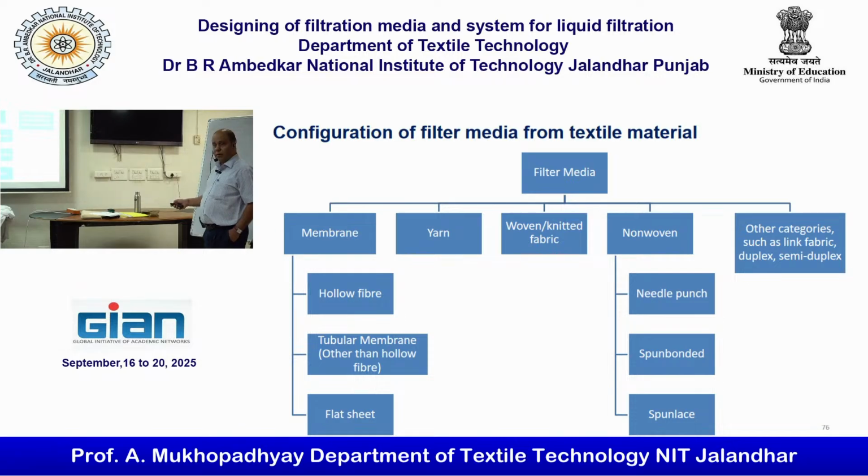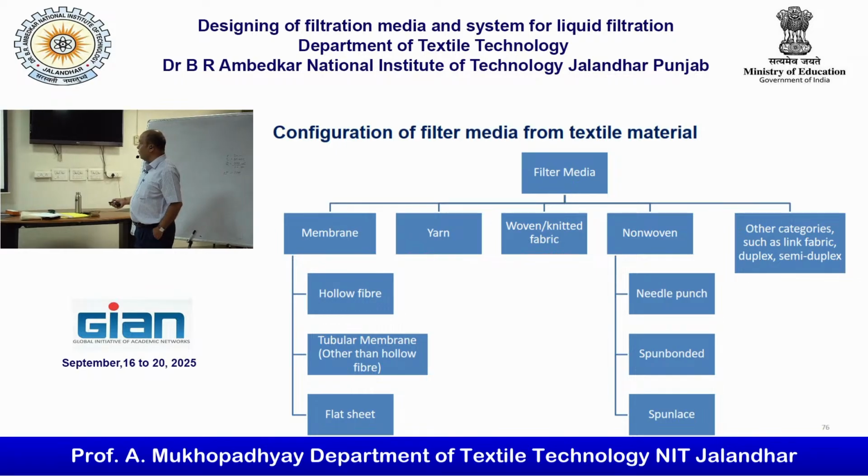One is the membrane that I have already discussed. So in a systematic way I have mentioned it here. Another one is the yarn. Yarn can also be taken as a filter media, because whenever you are making a cartridge, the yarn can also lead to filtration. Woven or knitted fabric, that is another aspect. Non-woven fabric, primarily needle punch, spun bond, spunlace are used. Other categories like sling fabric, duplex, semi-duplex are also being used.